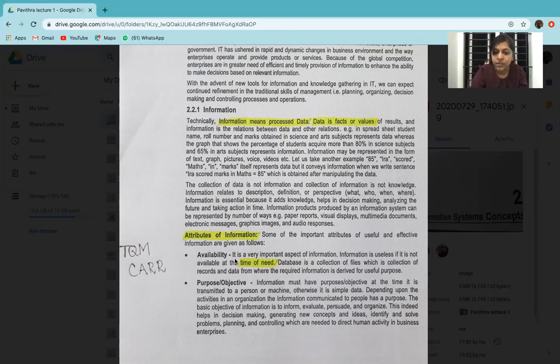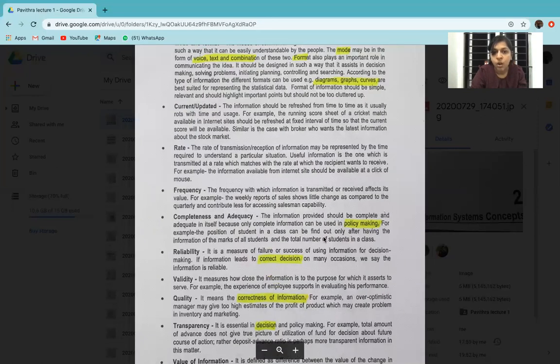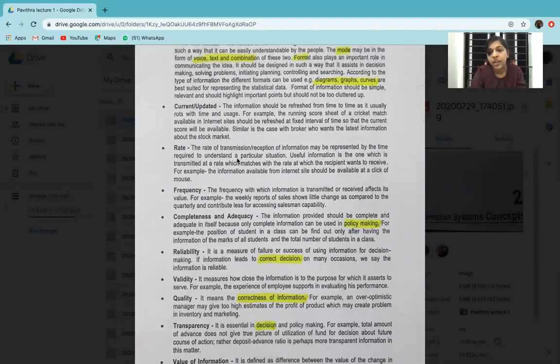A, availability. It should be available in the time of need. Purpose or objective. Information should have a purpose or objective at the time it is transmitted. Next one, mode and format. The mode could be either in the form of voice, text, or a combination of everything. And then there's a format. It could be in the form of diagrams, graphs, or curves.